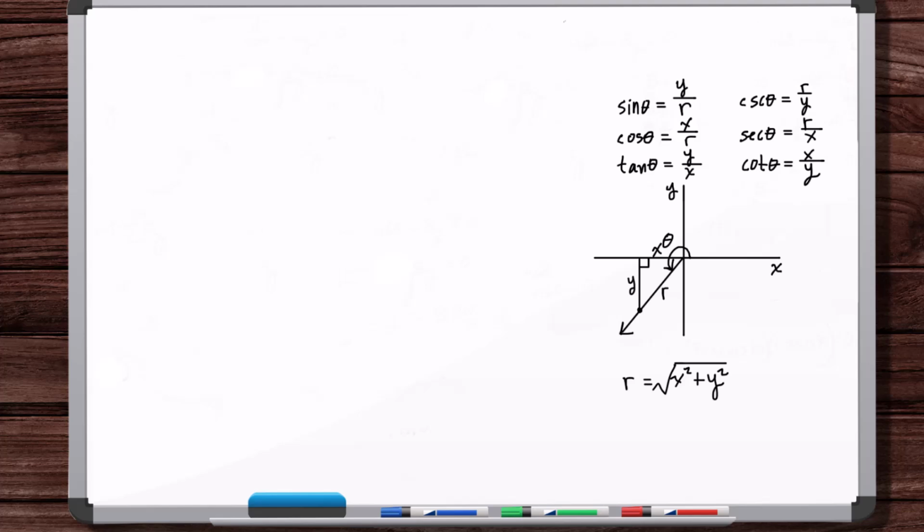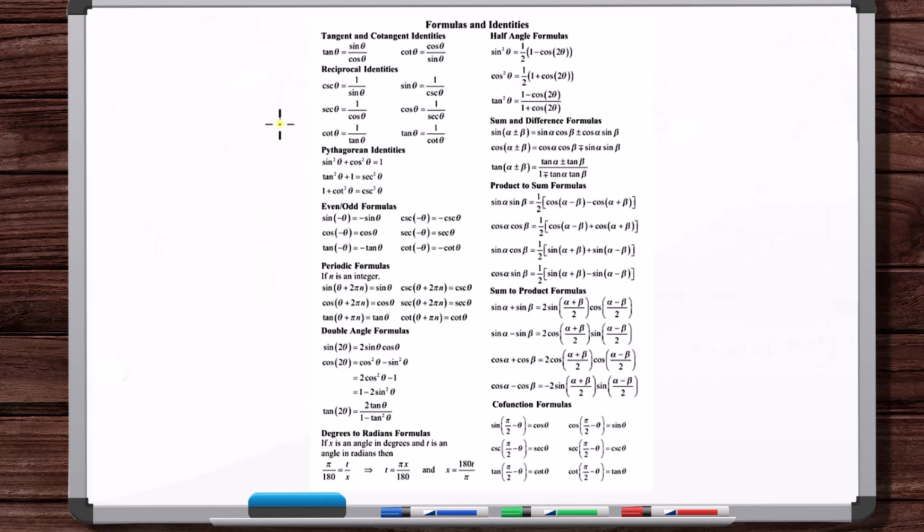In the previous two videos, we derived the Pythagorean trig identities and the quotient trig identities. And now in this video, I want to derive the reciprocal identities. So here's a typical trig identities sheet.